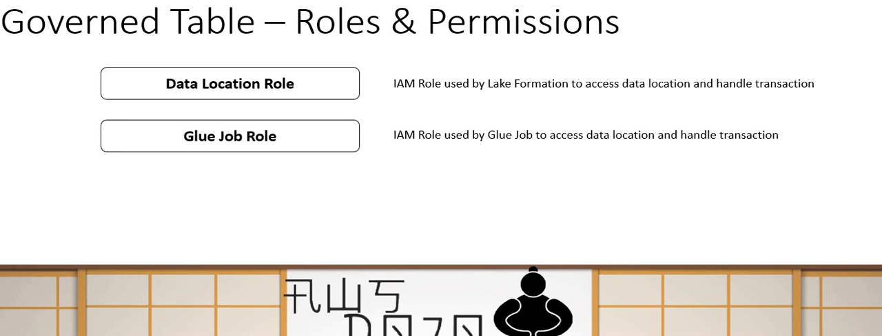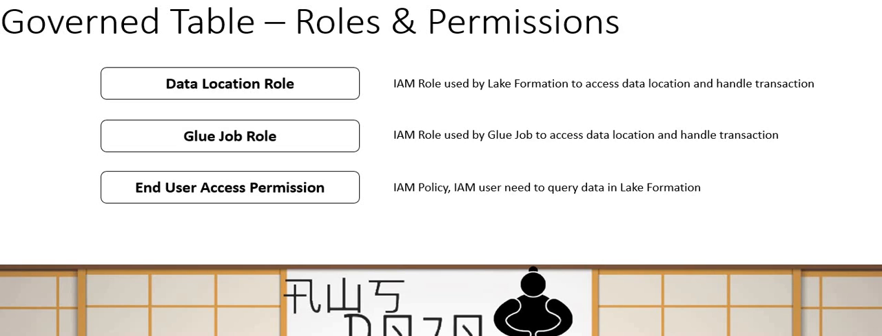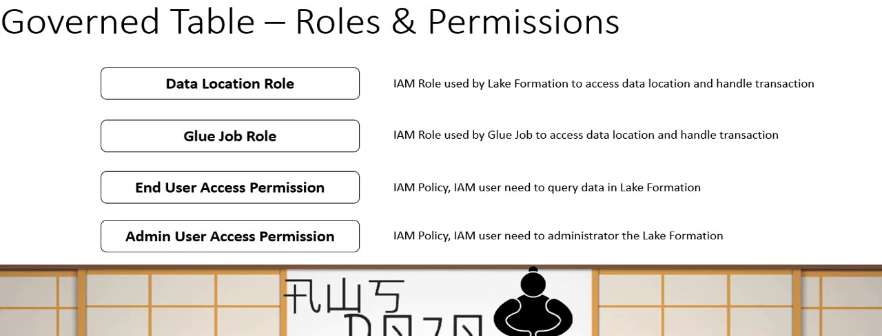Then you create Glue jobs. These Glue jobs simply do the ETL operation, like the example I showed you, reading data from a database, then writing to a governed table and handling the transaction. That is done by a Glue job, and this Glue job also needs access to the data location and to handle the transaction. For that, you need to create an IAM role for the Glue job. Then there will be end users who would like to query data in Lake Formation using Athena. So you want to use Athena to access data from your governed table, and you need certain access permission for that. Similarly, there will be an administrator performing administrator tasks within Lake Formation for the governed table, and for that also you need a certain level of permission. So these four roles and permissions are very important, and in the next couple of slides I'm going to talk about what permissions these roles should have.